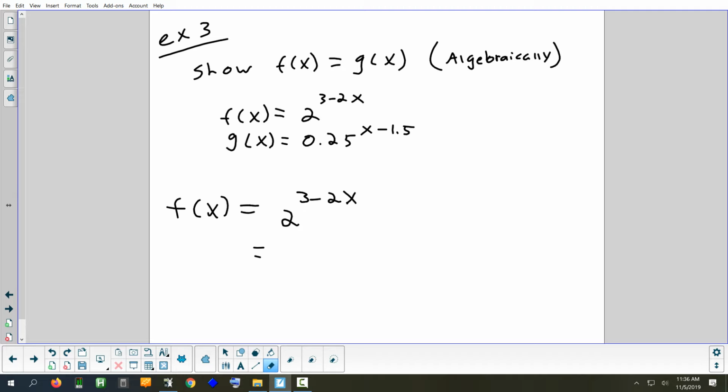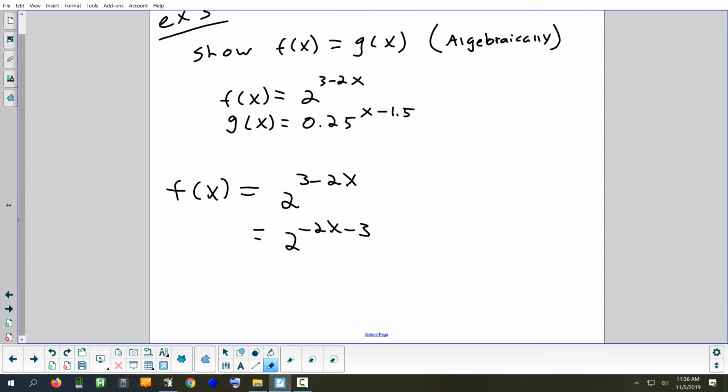What could I do first to make it look a little bit more like g of x? Rearrange the power. Yeah, fix the power. Put the variable first, because that's how it is in g of x. So you can at least do that, plus 3. Now, we still have to do something else with the power. Does anyone see what you can do here?